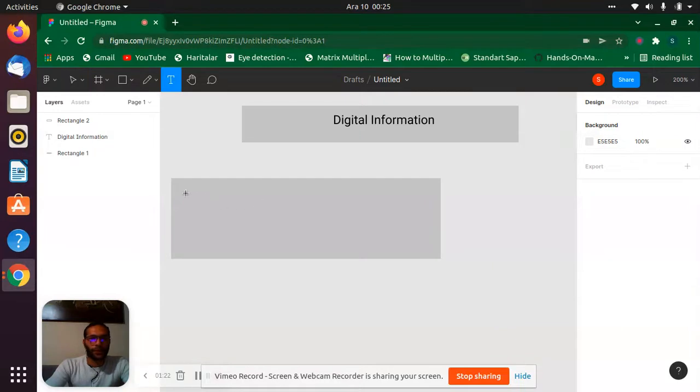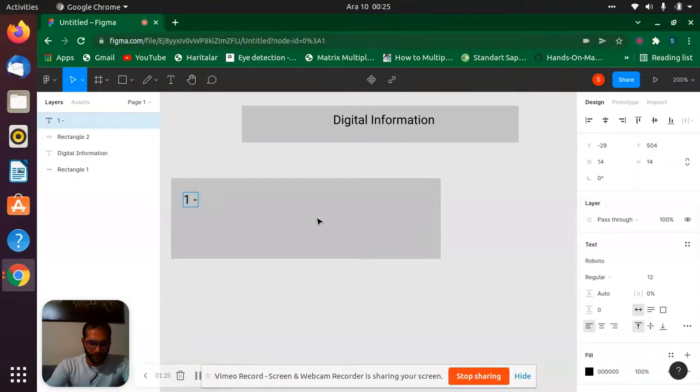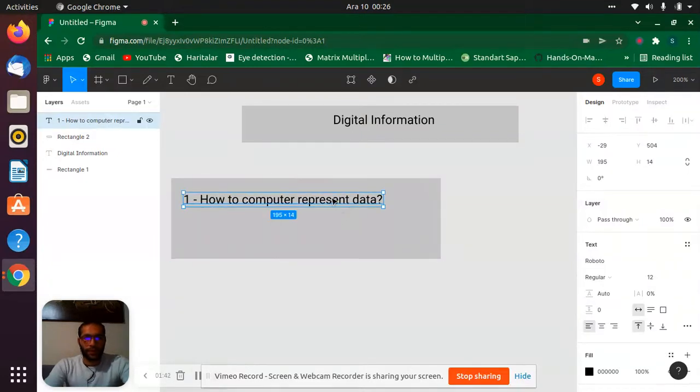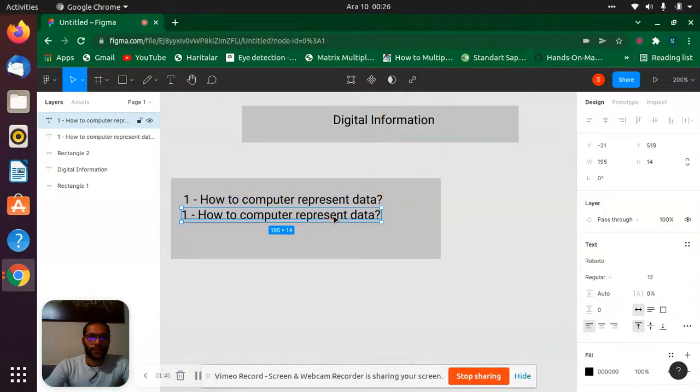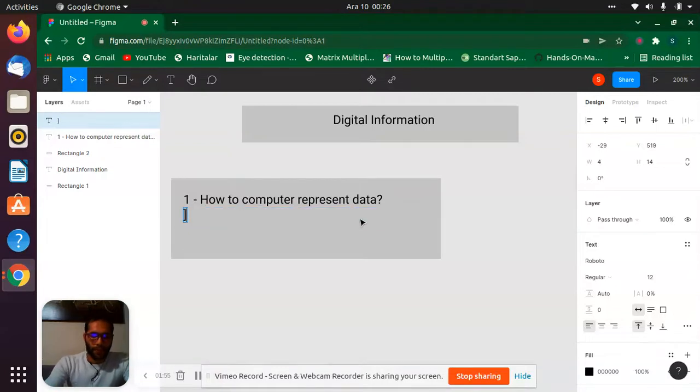The first one will be about how computers represent data. First one is about that. Then I will take this one and come down. The second one is binary and data. Okay, the second one is that.